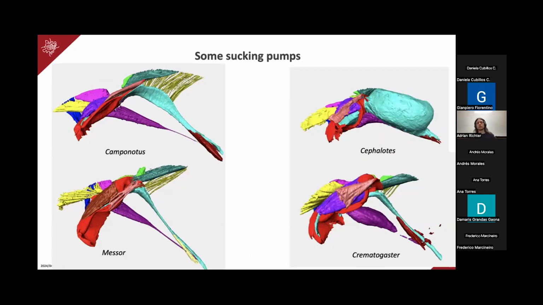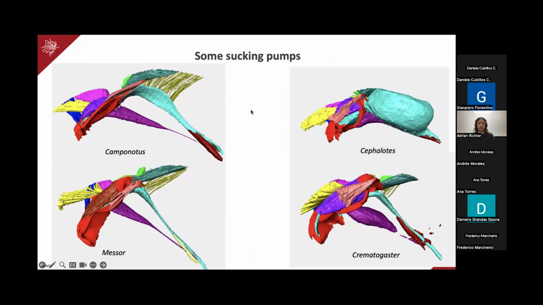I have a few of these sucking pumps segmented out. These are just very quick and dirty renderings. And you definitely see that they are relatively variable. For example, in Camponotus, and this is a general feature of most formicines, they have this very large back muscle at the sucking pump.